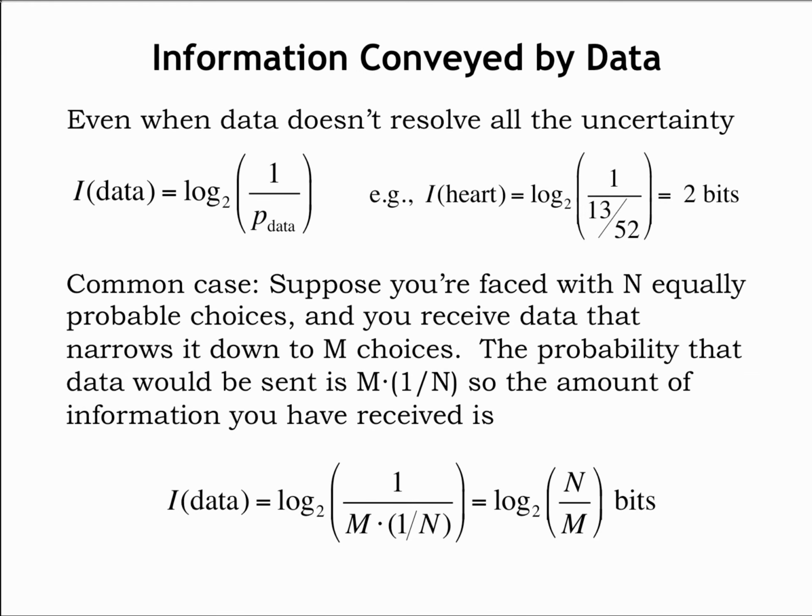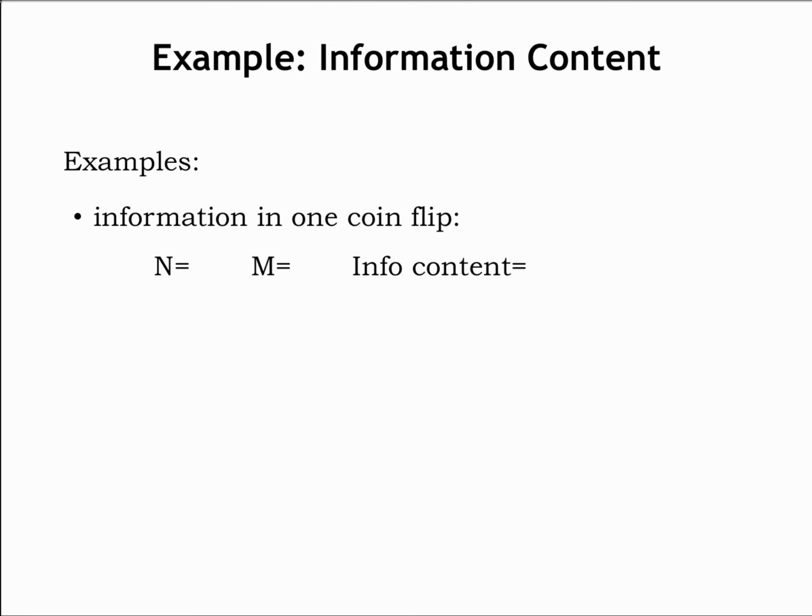Let's look at some examples. If we learn the result, heads or tails, of a flip of a fair coin, we go from 2 choices to a single choice, so the information received is log base 2 of 2 over 1, or a single bit. This makes sense. It would take us 1 bit to encode which of the 2 possibilities actually happened, say 1 for heads and 0 for tails.